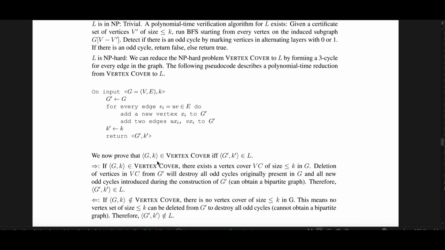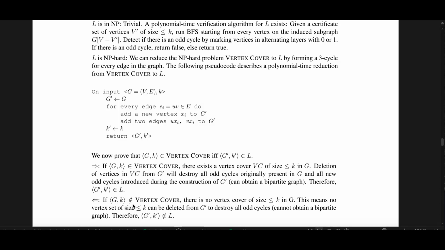We now prove that (G, k) belongs to Vertex Cover if and only if (G+, k+) belongs to L. If (G, k) belongs to Vertex Cover, there exists a vertex cover VC of size k in G. Deletion from G+ will destroy all the cycles originally present in G and all new odd cycles introduced during the construction of G+, so we can obtain a bipartite graph. Therefore, (G+, k+) belongs to L.